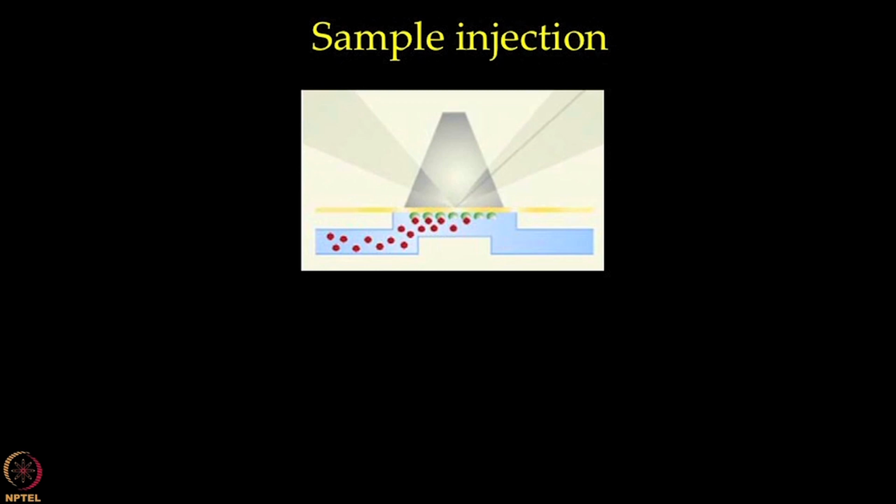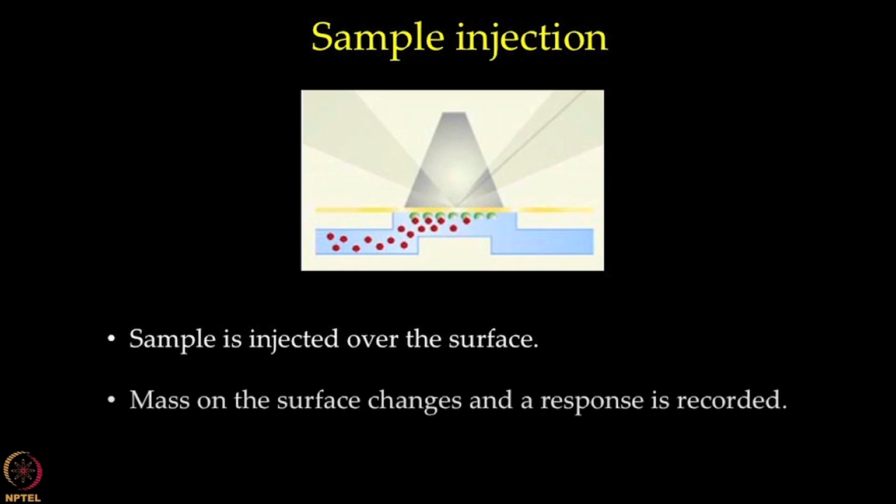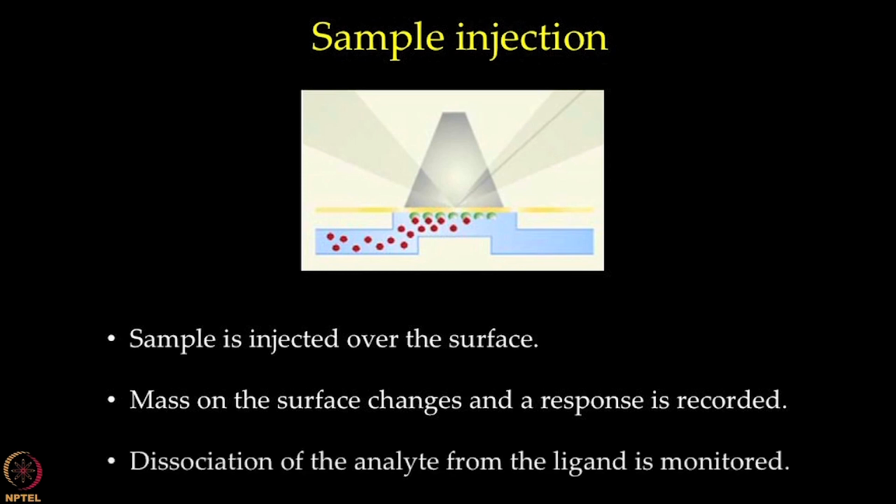Before we go ahead with the binding experiment, let us understand some important considerations. During sample injection, the analyte is injected over the surface with a constant flow and concentration. Analyte in the sample binds to the immobilized ligand on the surface. The mass on the surface changes and a response is recorded. After sample injection, buffer flows over the surface to allow monitoring of analyte dissociation from the ligand.